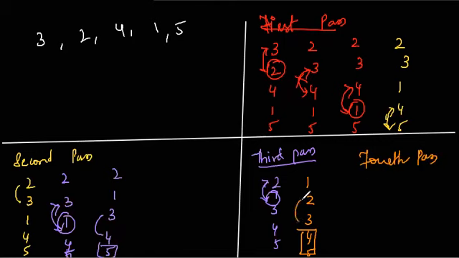Compare 2 and 3, over here they are in their correct position. 1 again we write, compare 1 2, finally rightly placed, so this is the sorted array. Now let's see the algorithm for the same.